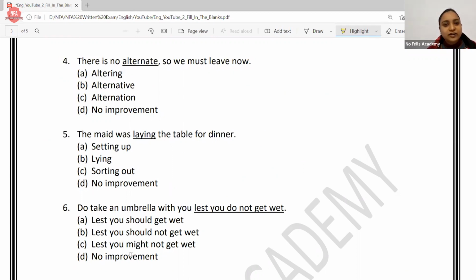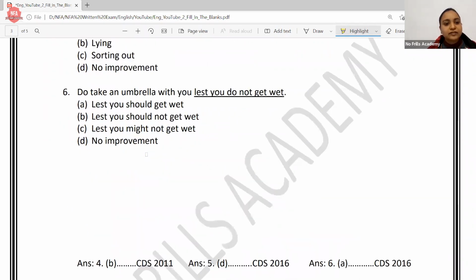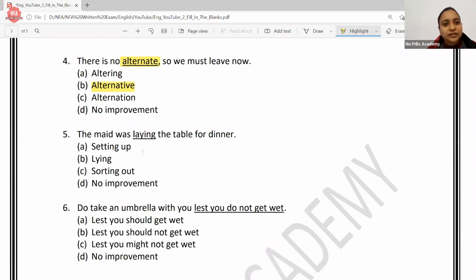There is no alternate. This alternate is generally used for odd even or that kind of alternate. So we must leave. The correct answer is alternative. 4B, alternative. There is no other option. This comes under synonyms, antonyms part. So even such questions are asked in the examination. There is no alternative, so we must leave now.